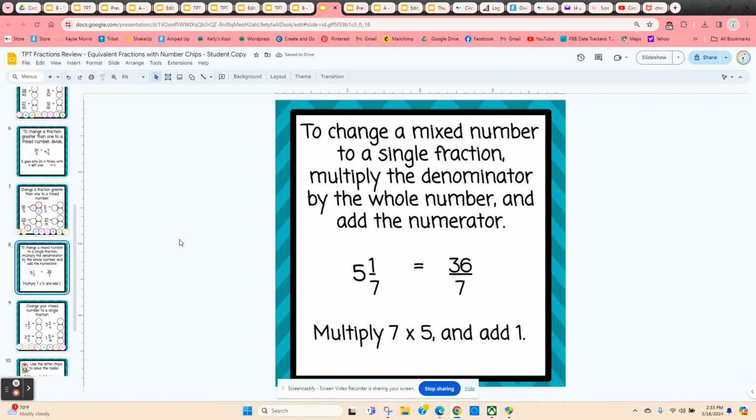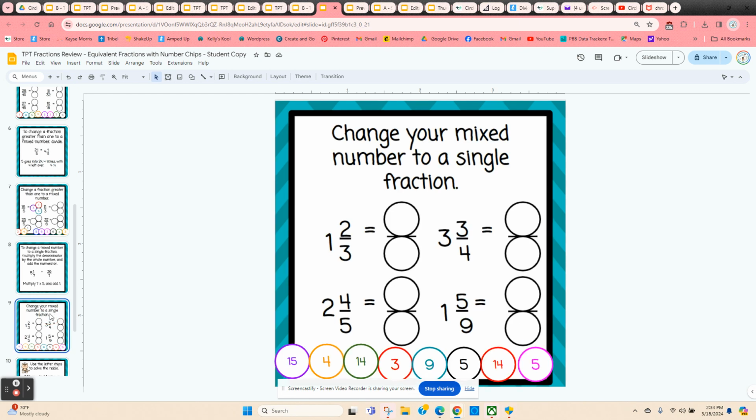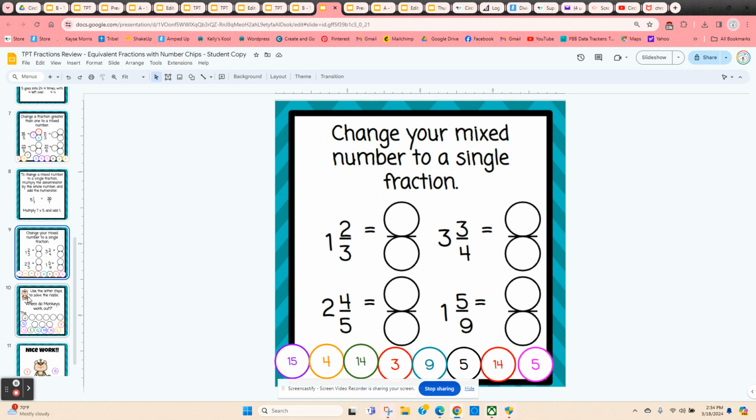Then they're shown how to change a mixed number into a single fraction that's greater than 1. They're going to multiply the denominator times the whole number, add the numerator, and then that denominator is going to stay the same. So 7 times 5 is 35, plus 1 is 36. So 36/7. And students are going to do that with the next slide also.